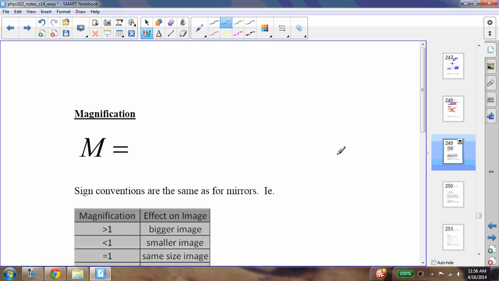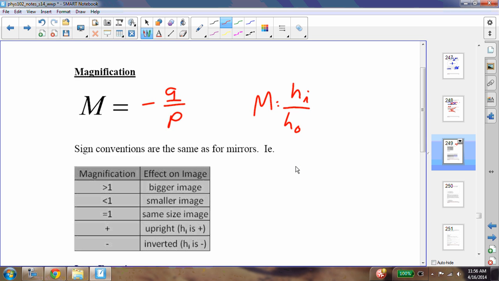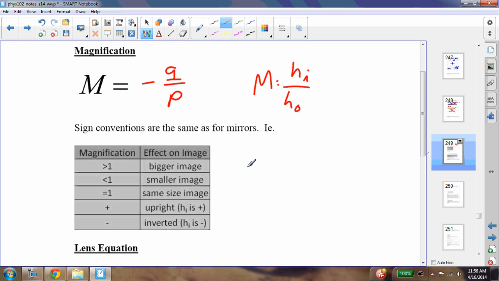Further, our magnification is defined the same way. It's going to be negative of the image distance over the object distance, but also remember we define our magnification based on the image height and the object height. And all those same things will come into play here. And actually, I think this is the same as what we had before: if our magnification is greater than 1, it's a bigger image, less than 1, a smaller image, equal to 1, same size image.